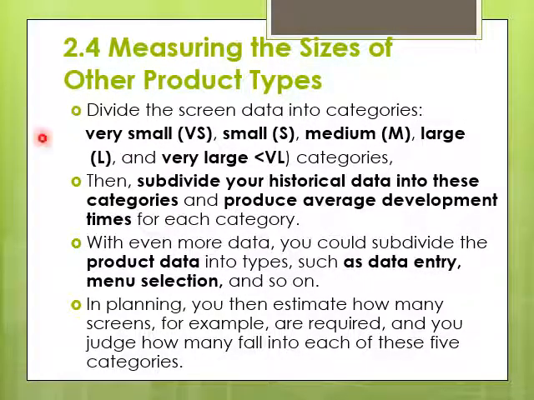With a reasonable amount of data, you use the same procedure used for object lines of code. Divide the screen data into categories. Some screens might take an average amount of development time, whereas others might take very small, large, or even very large categories. The method used in PSP is to divide this data.